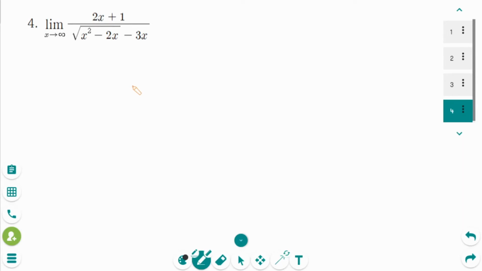This is the next question. This question uses the same technique as question 3. Pause the video and see if you can solve it yourself. Did you figure it out? Let's check it together. This question used the infinity over infinity form. The highest power of x in the denominator is x. So divide by x or times 1 over x.